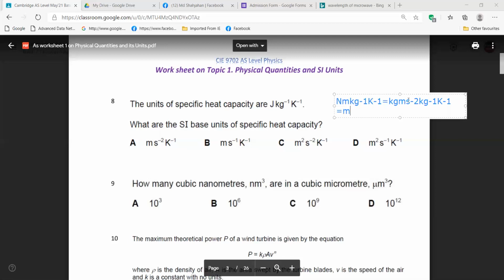Meter per second square per Kelvin. So which one is matching with this? A, sir. Match. Got it? Okay. The next one, 9. Let me copy it, sir. Yeah, copy it.